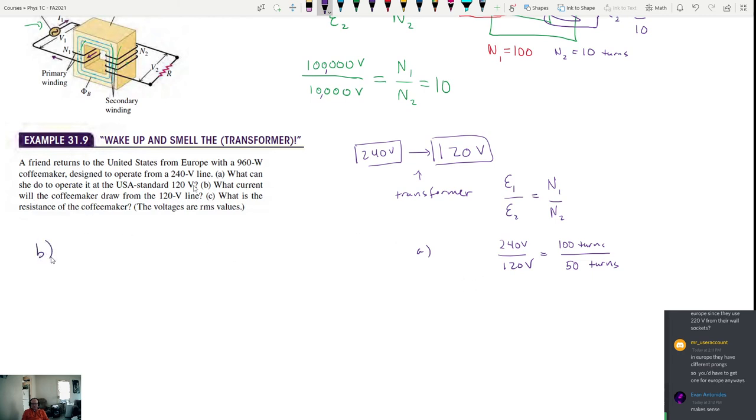To figure out the current, what we know is that the average power is 960 watts, and it was designed to operate at 960 watts with a voltage of 240 volts. So we can use average power is equal to IV. We don't know what the power factor is here, so that's all we can really go with. So that means we can find what I1 is.